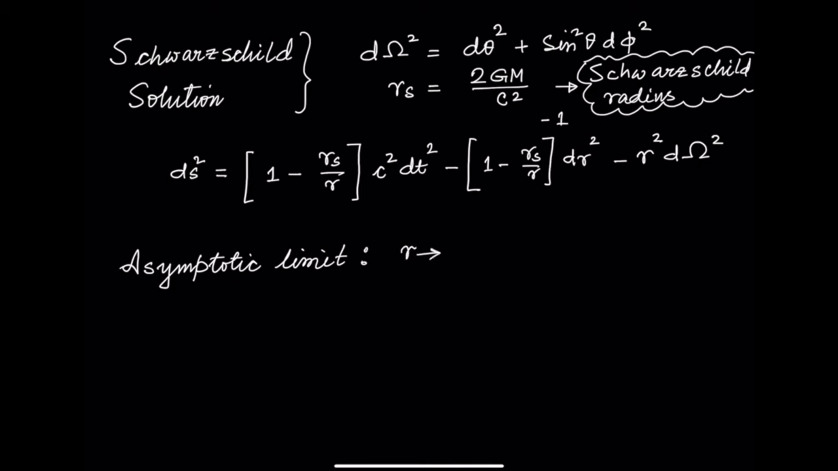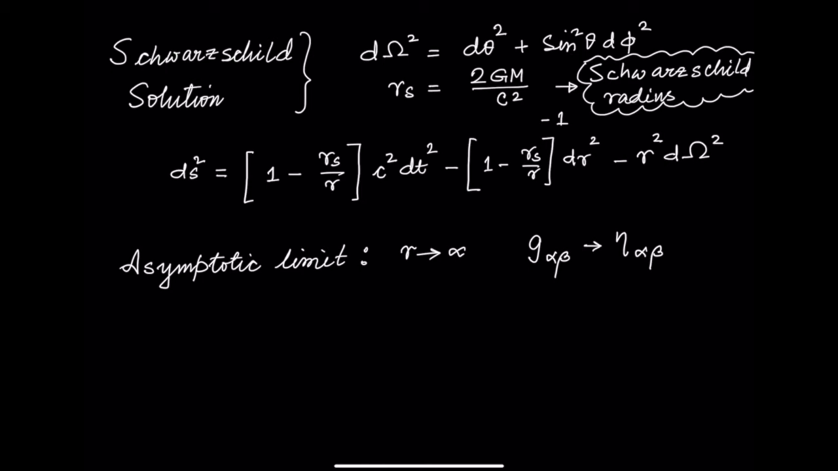So at r tends to infinity, you see that rs by r, rs is finite of course, so rs by r goes to 0. So the metric g alpha beta tends to the good old Minkowskian metric, which is a very nice thing. It essentially means that if you go very far away from the spherically symmetric body, which is producing this metric around it, then you don't see an effect of the body. You just see a simple flat Minkowski metric, which is very convenient.